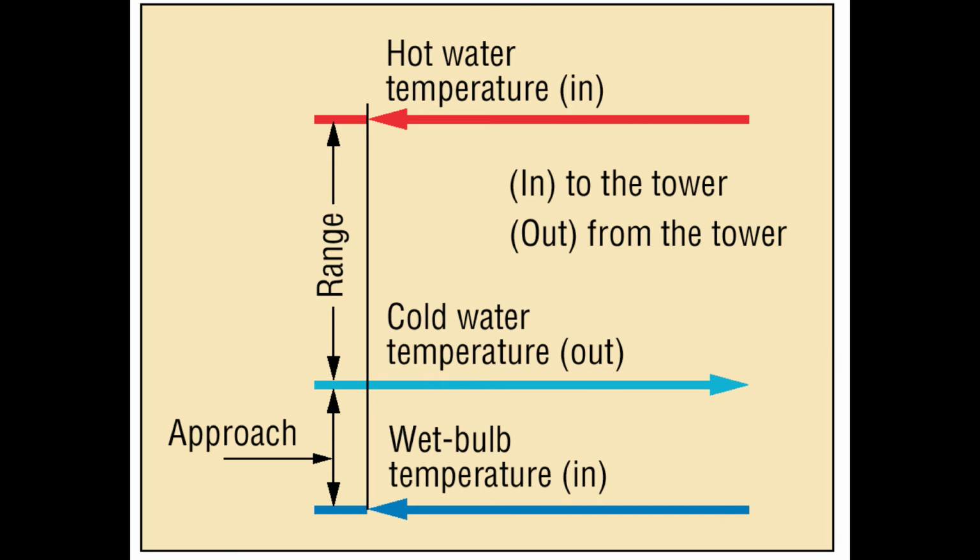Now the important terms are range and approach of cooling towers. Range is simply the difference between the cooling tower hot water inlet and the cooling tower outlet, that is, cold water. In this diagram, the red line shows the hot water temperature into the cooling tower and the blue line indicates the cold water temperature, that is, the outlet of the cooling tower.